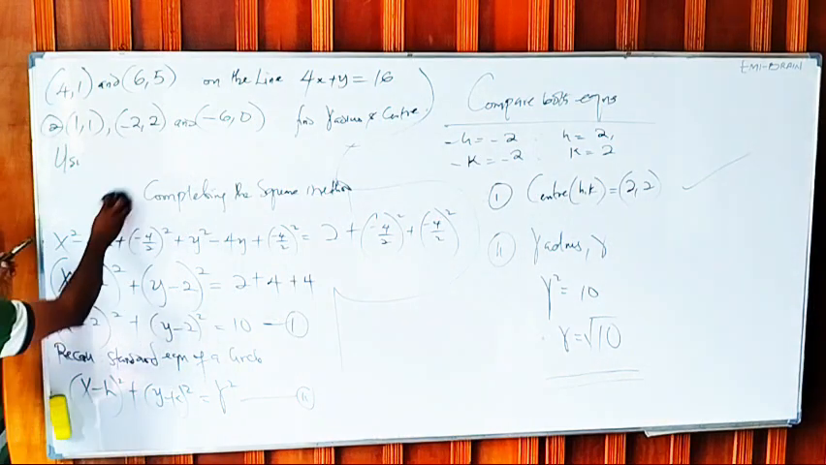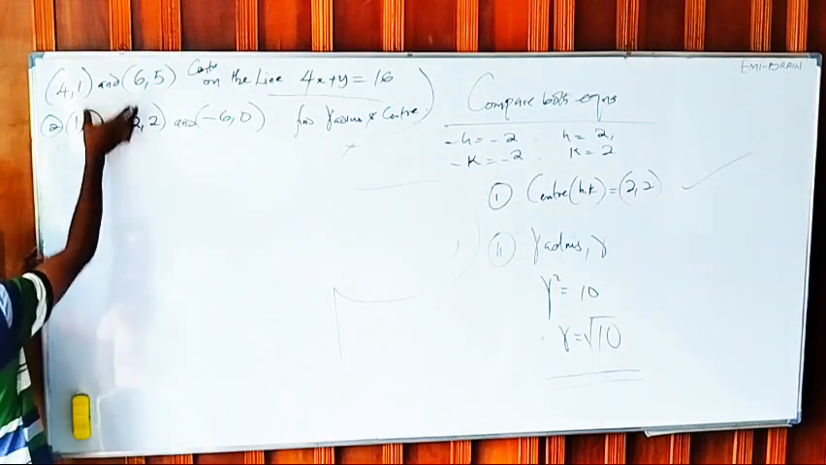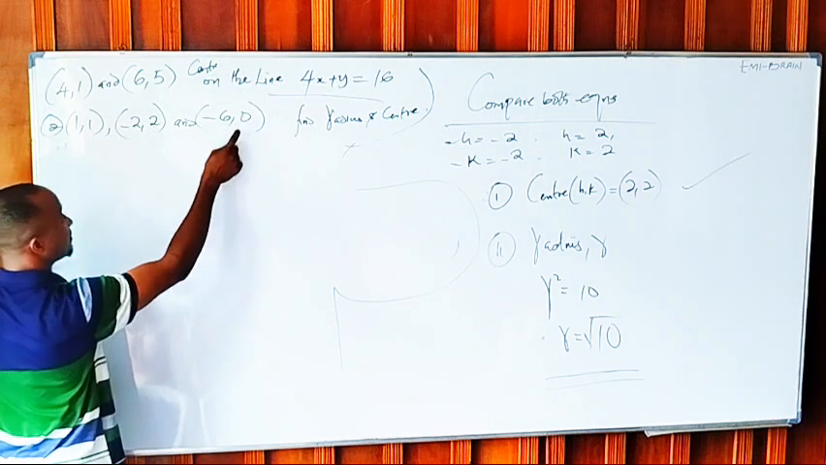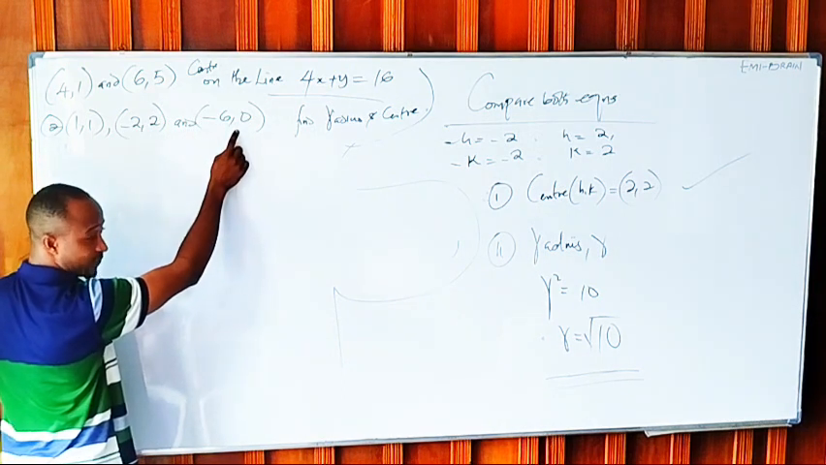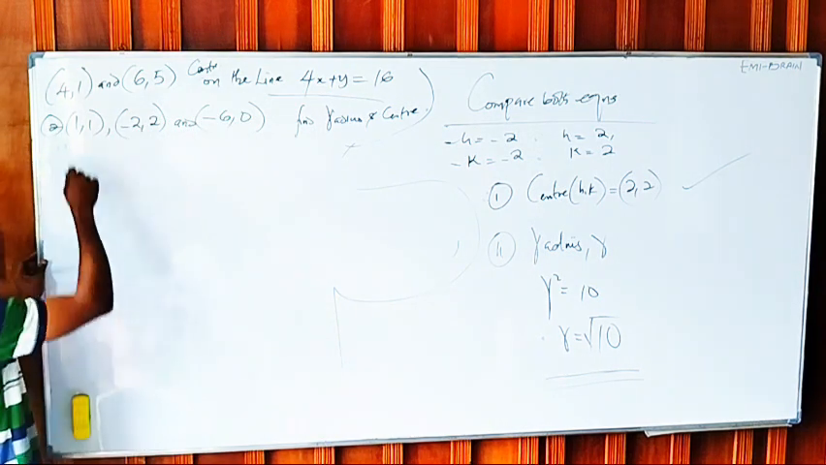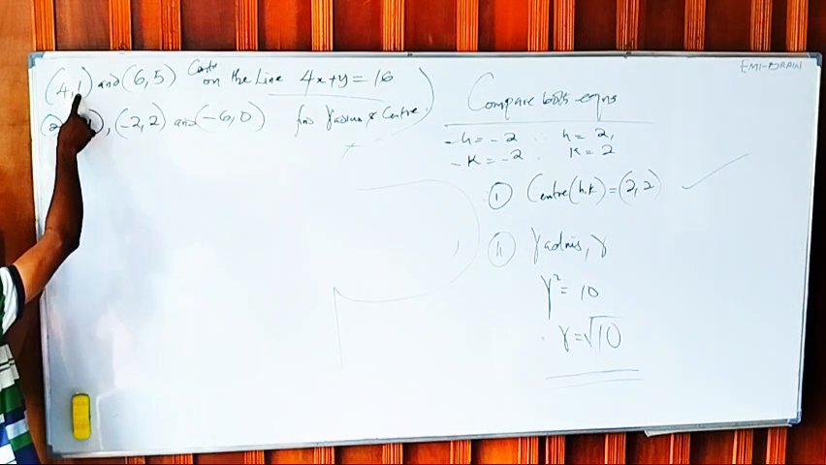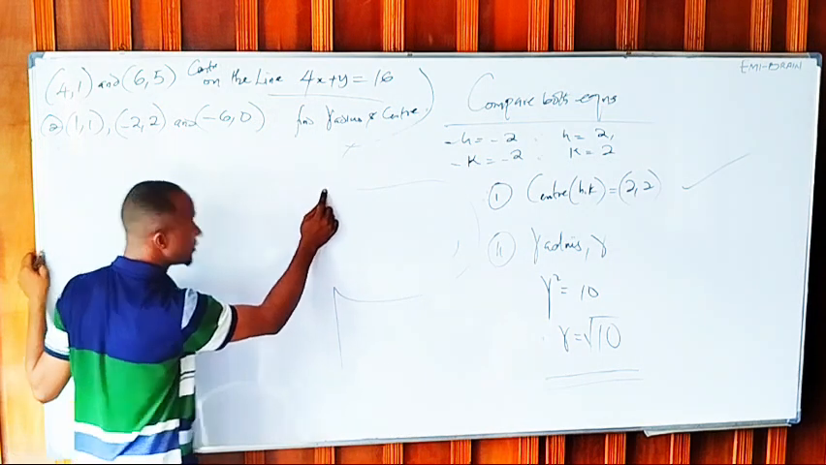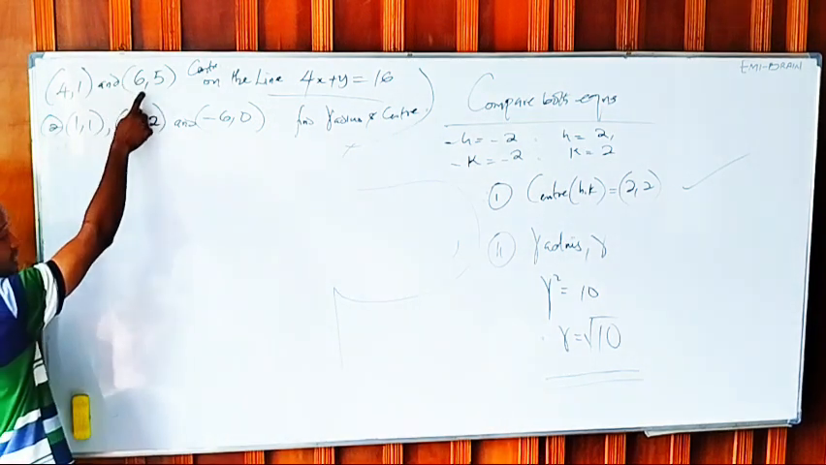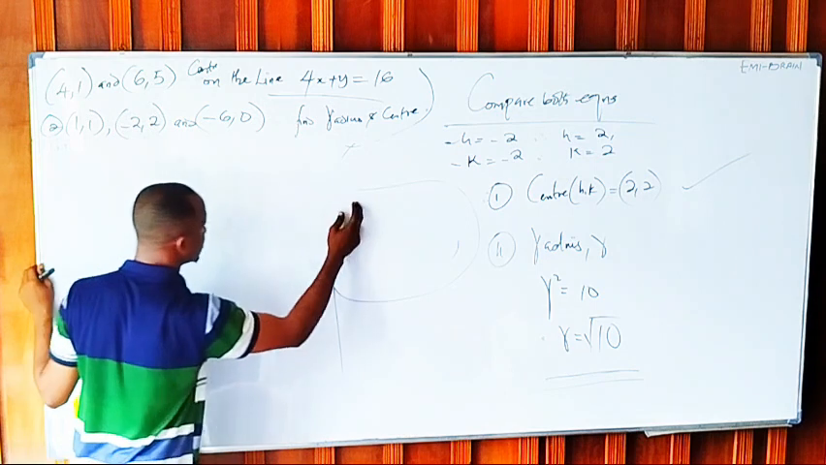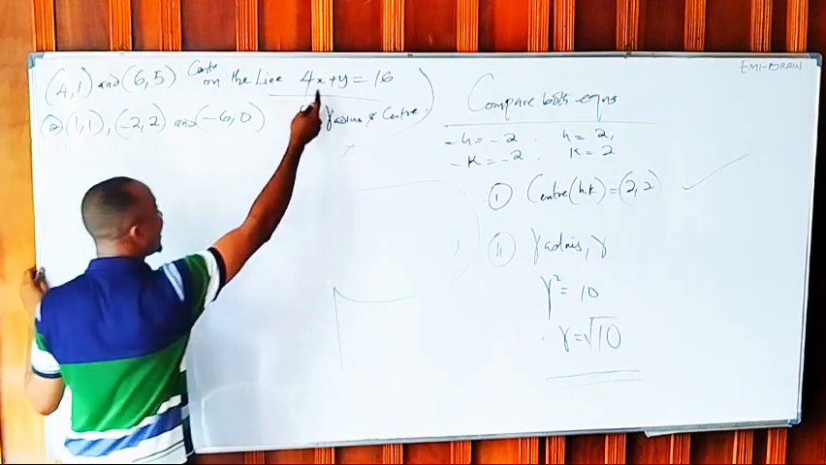Completing the square method. This and this was given, but here we don't have the third one. Are you following me now? The sum: when x is 4, y is 1, equation 1. When x is 6, y is 5, equation 2. Then we now use this to generate equation 3.